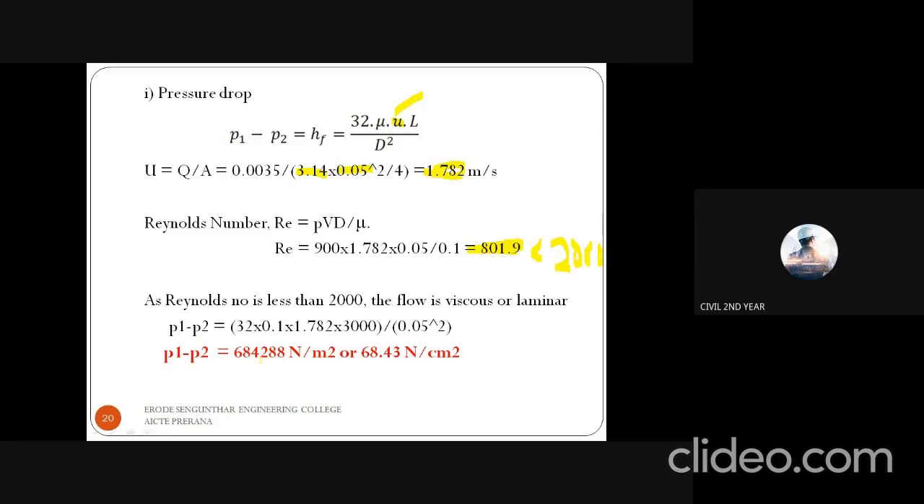When considering the pressure, we always mention it in terms of Newton per meter square or Newton per centimeter square. So here it is 684,288 Newton per meter square. Then for conversion from meter square to centimeter square, we have to divide it by 10,000, because 10 to the power minus 4 is the conversion factor from meter square to centimeter square. So the answer will become 68.43 Newton per centimeter square.